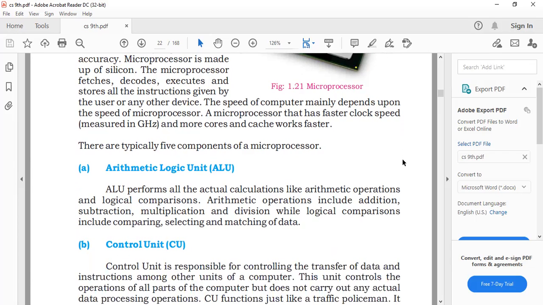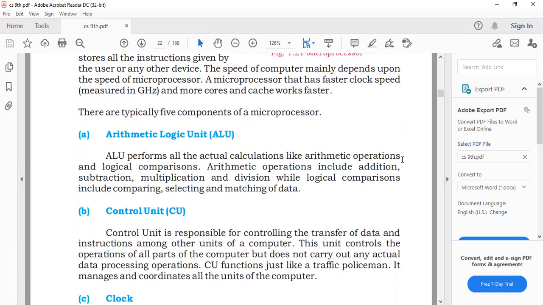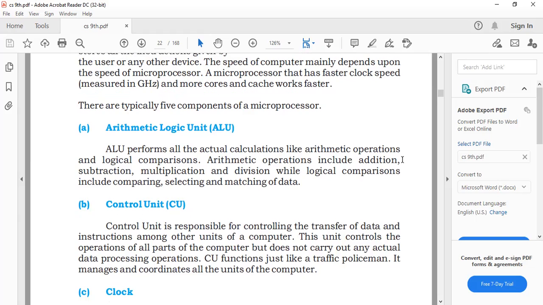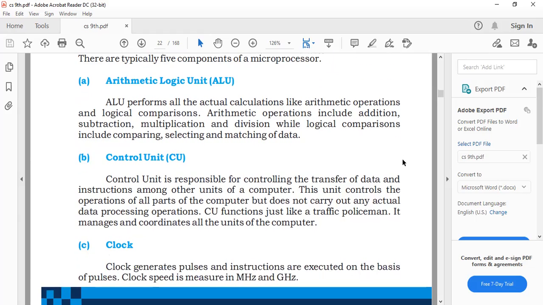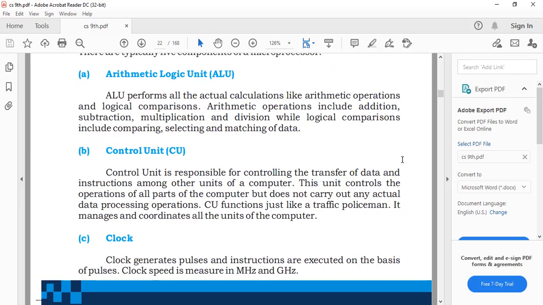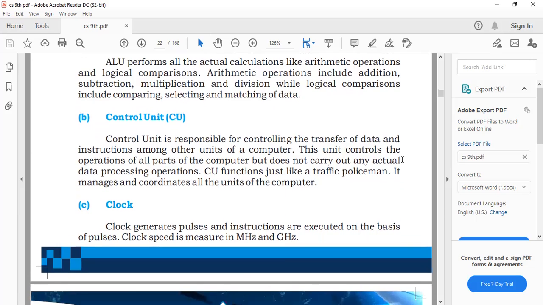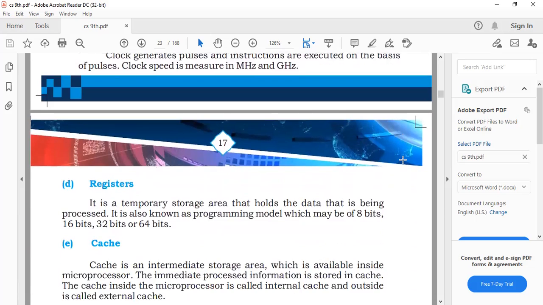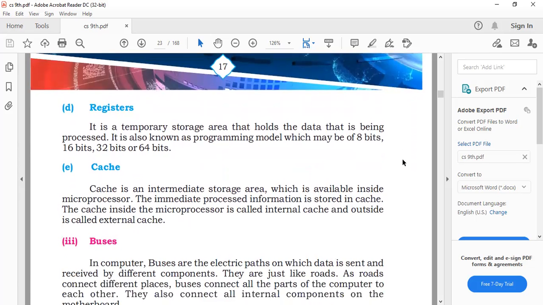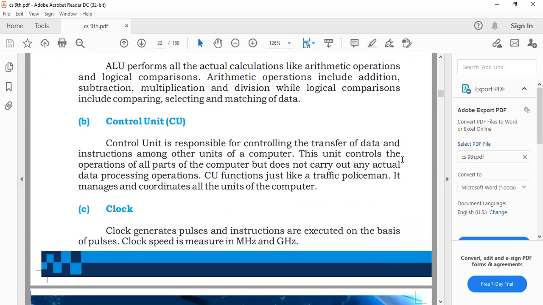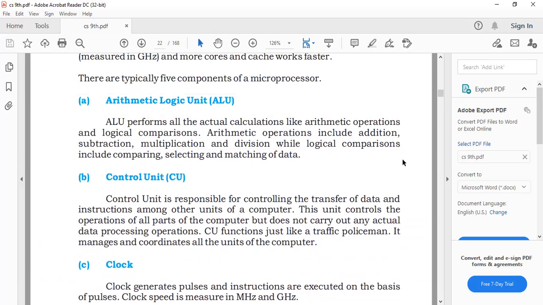And there are usually 5 components of the microprocessor. Now they are in steps and it has 5 components. The microprocessor or the CPU we were talking about has these 5 components. Components means parts. First is the arithmetic logic unit, the second is the control unit, the third is the clock, the fourth is registers, and the fifth is cache. I need to explain each one by one.